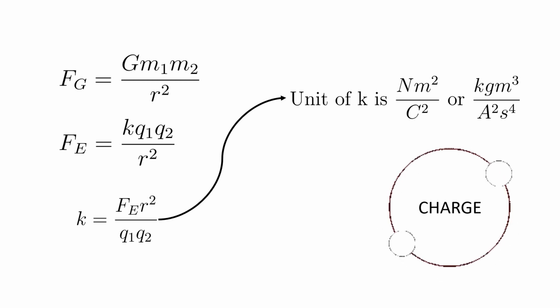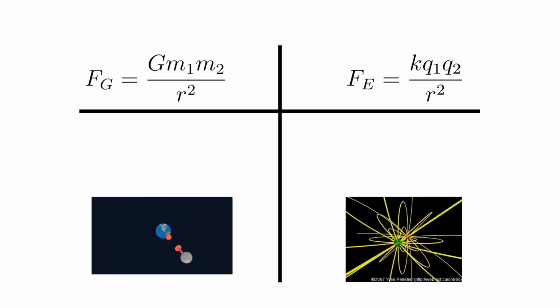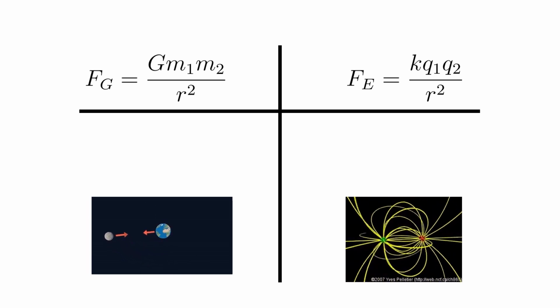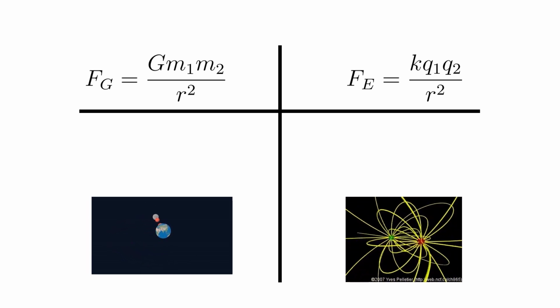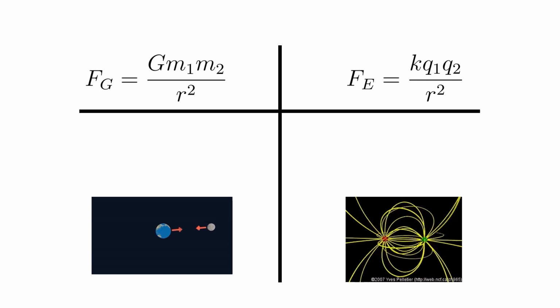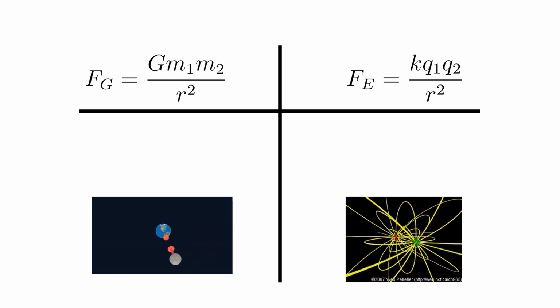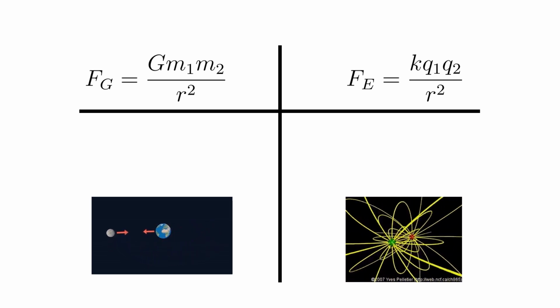For both Fg and Fe, we were able to also derive these formulas from experiments. So our Fg equation was derived from the satellite lab, which we did some time ago, and Fe was actually derived in the Coulomb's law lab that we did along with this project.